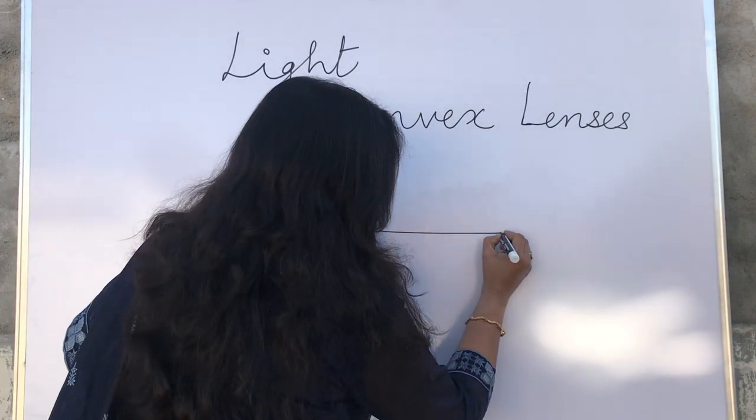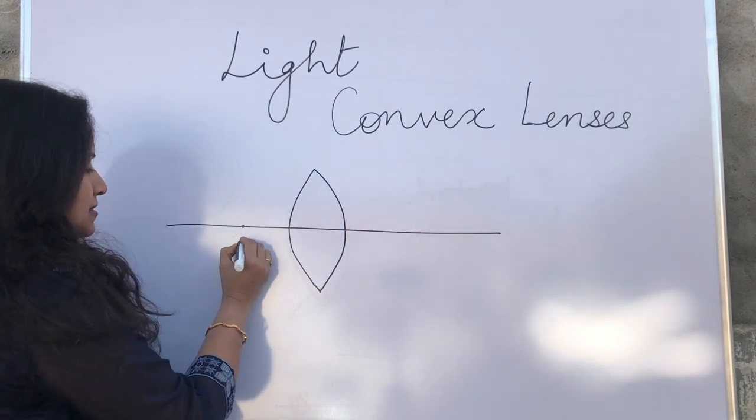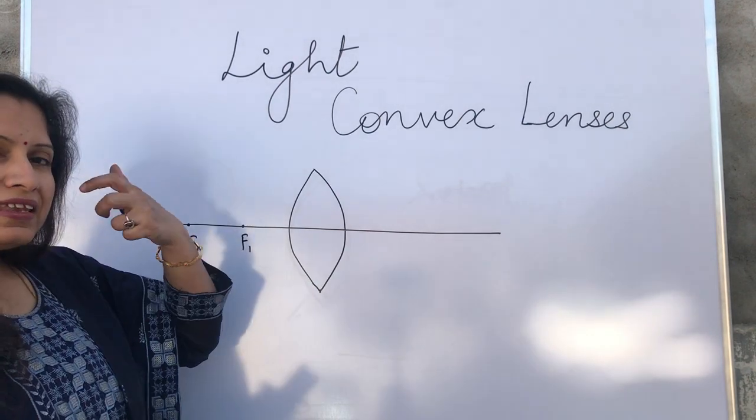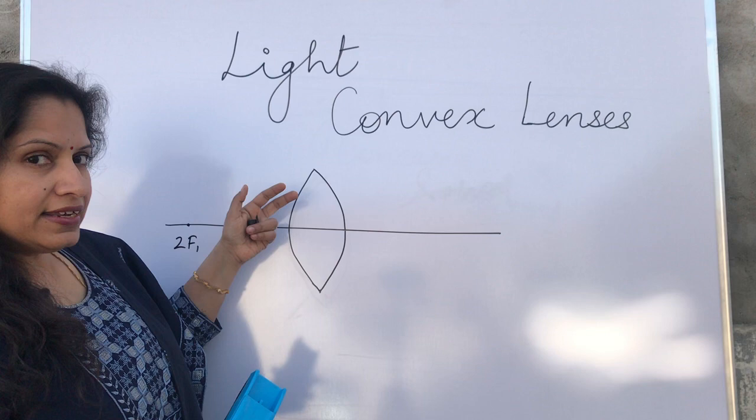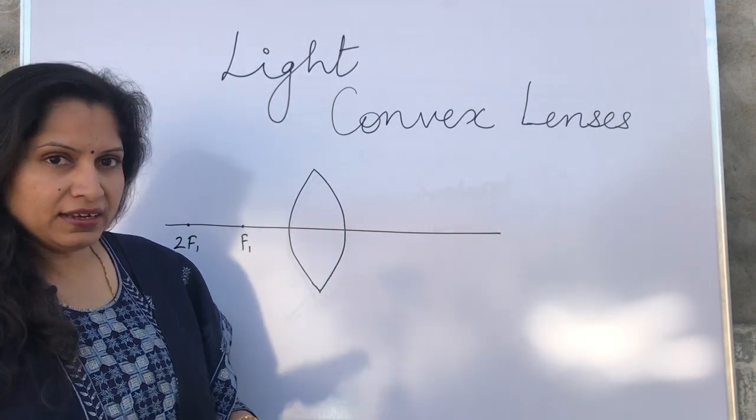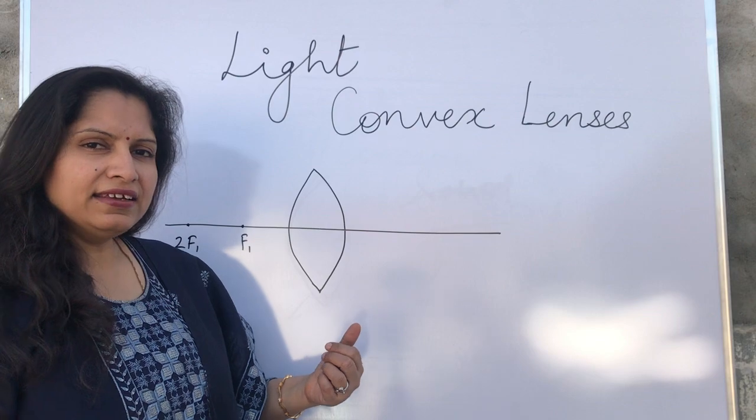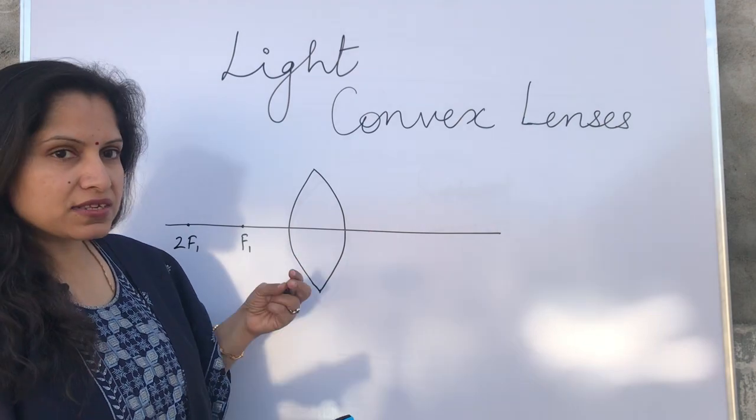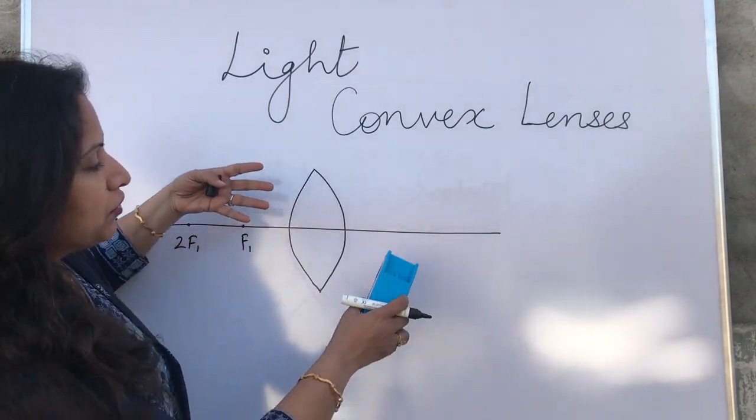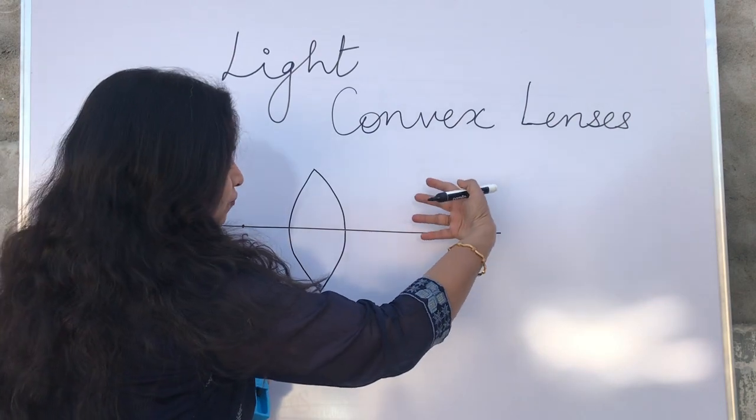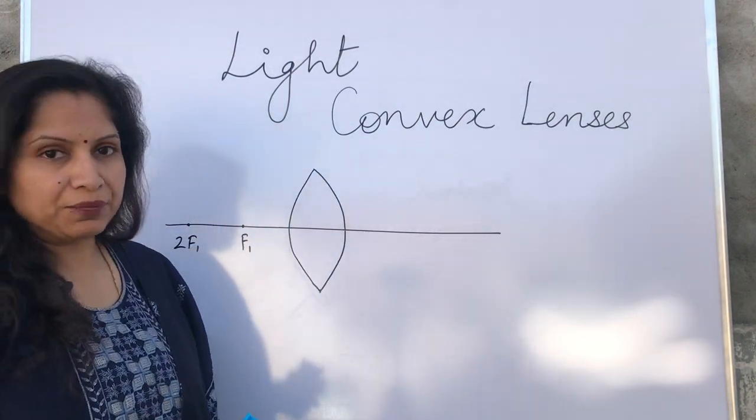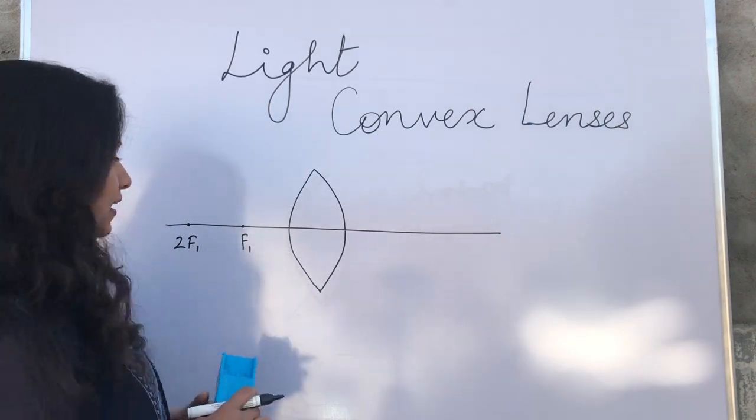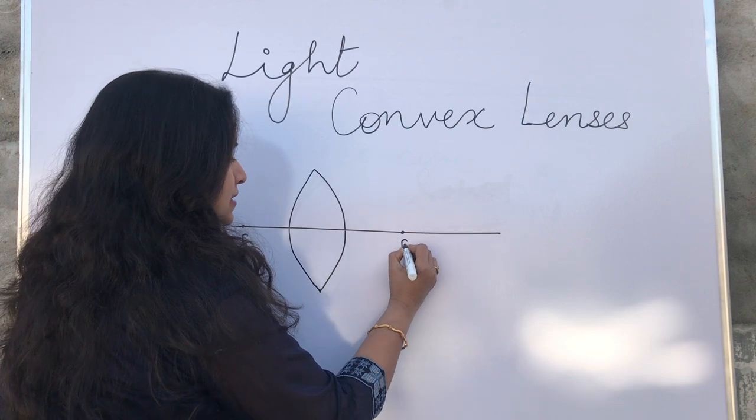This is the principal axis. In lenses, we define two focal points. Why do we define two focal points? Because a light ray that is coming from the left side will converge at the right side, and vice versa. So if the light rays are coming from the left side, they will converge at the right side. If the light rays are coming from the right side, they will converge at the left side. So that's why lenses always have two focus points, f1 and f2.